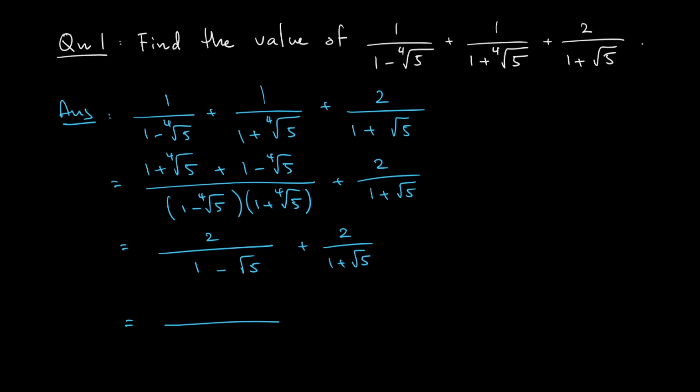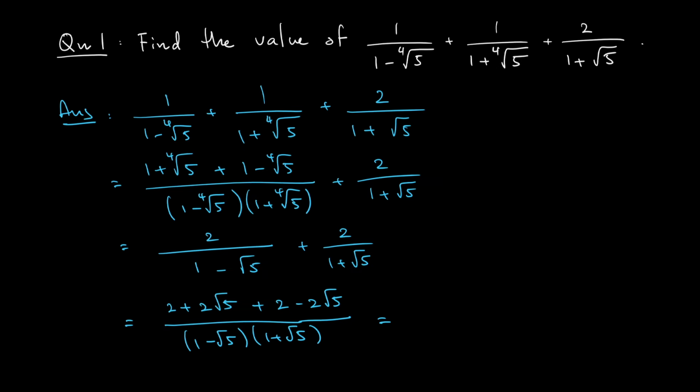Same thing, put as one fraction. Combine the denominators, it will be just the product. This will be 1 minus root 5 times 1 plus root 5. The first fraction needs to multiply by 1 plus root 5, so 2 plus 2 root 5. The second fraction needs to multiply by 1 minus root 5, so that will be 2 minus 2 root 5. Let me write in front.